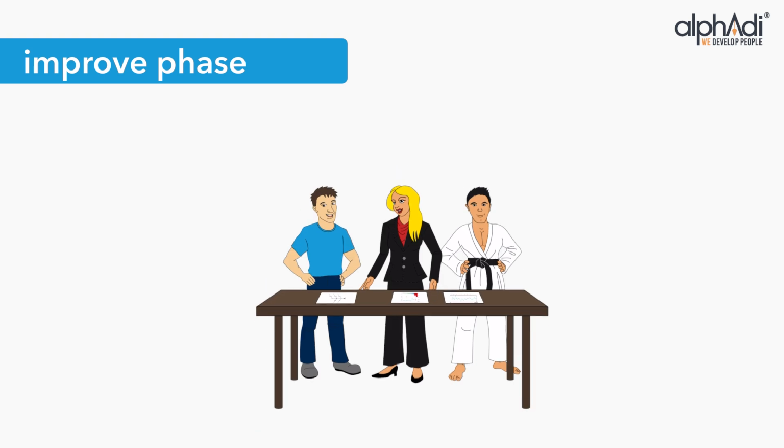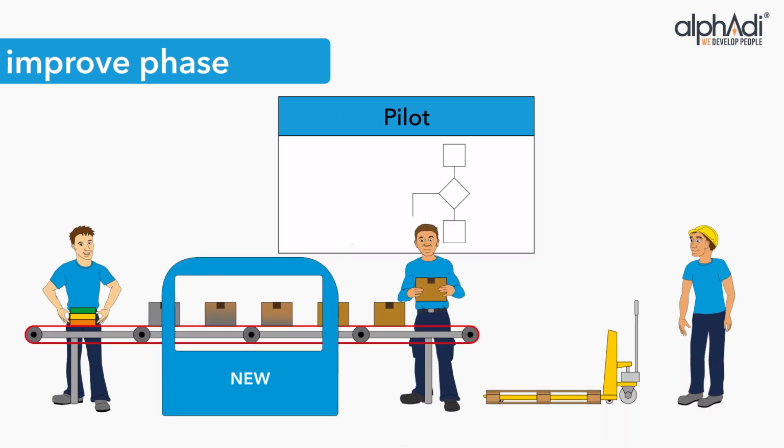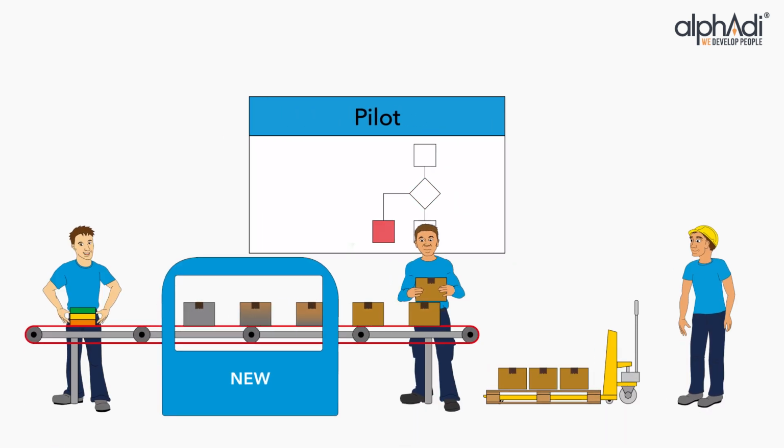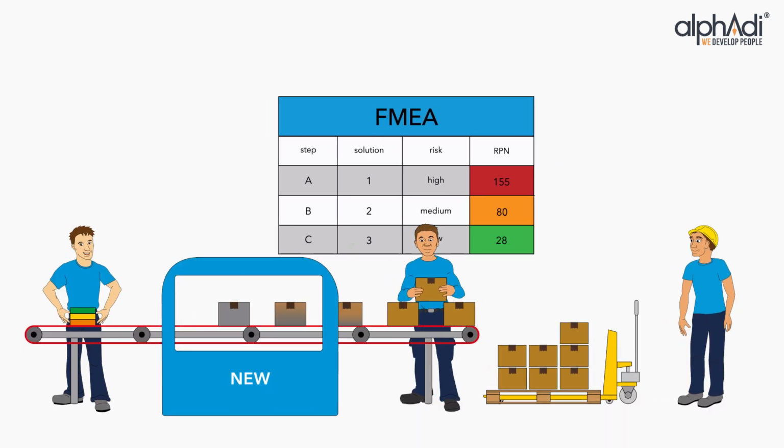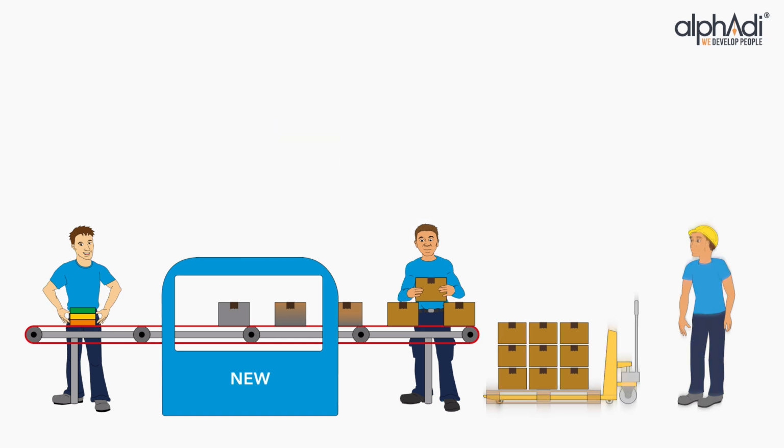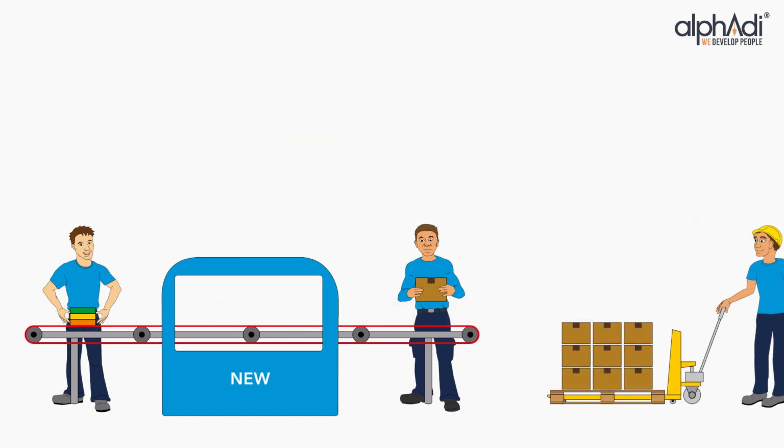During improve, we develop solutions to eliminate the root causes we found in the analyze phase. These solutions will be tested and optimized. In addition, we evaluate and reduce risk factors that prevent our new solution from being successful.